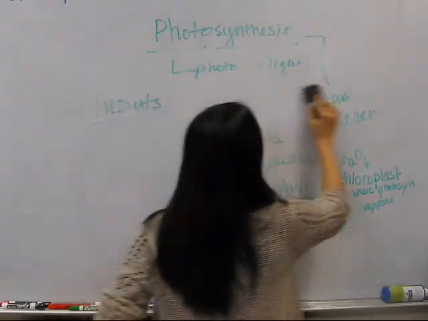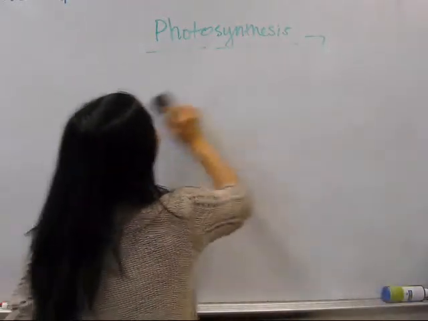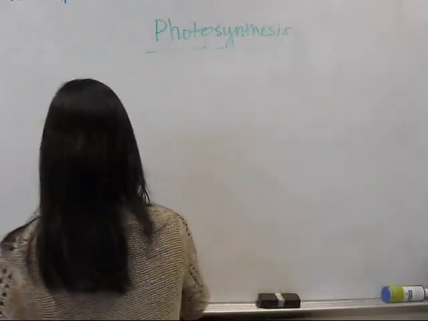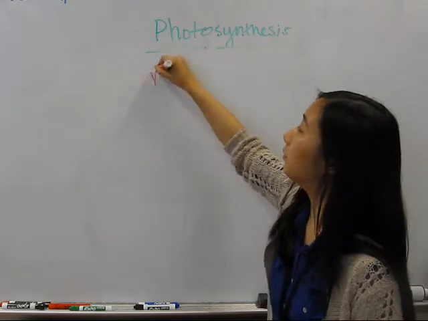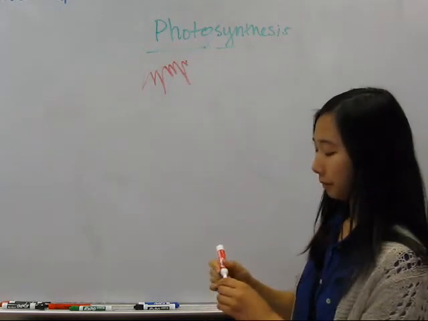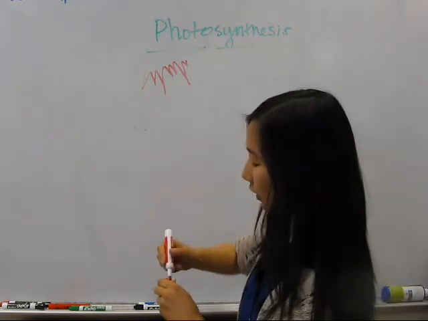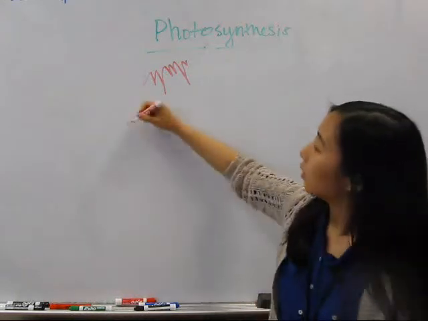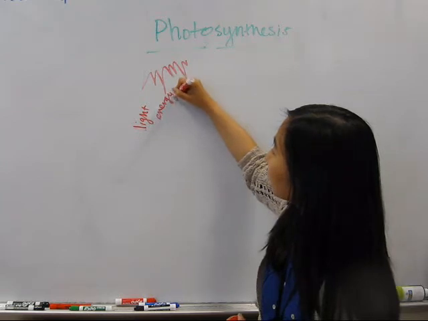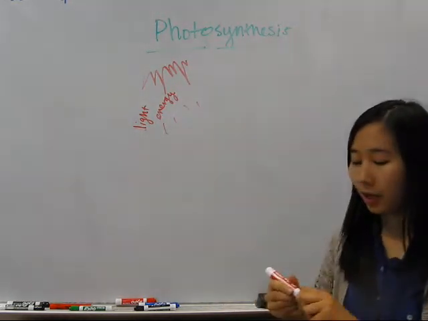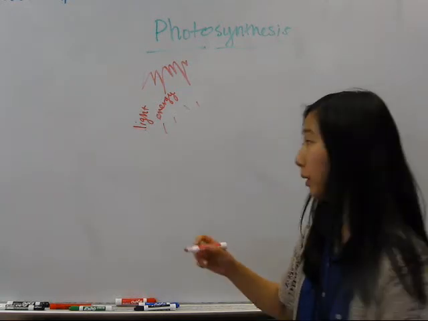So let me get rid of this and all of this. Okay, so here's the sun. I have no yellow, so I will draw a red sun. Okay, and the sun releases light energy. Let's see if I can get a better marker. Light energy. Okay, and your plant is able to capture that light energy with the chlorophyll, that special pigment.